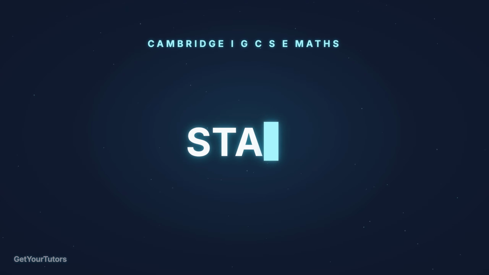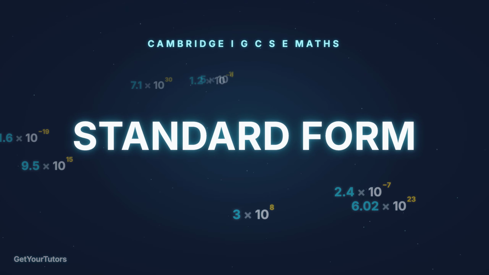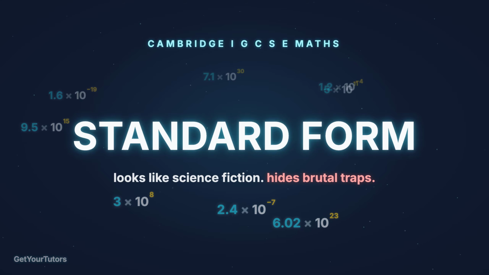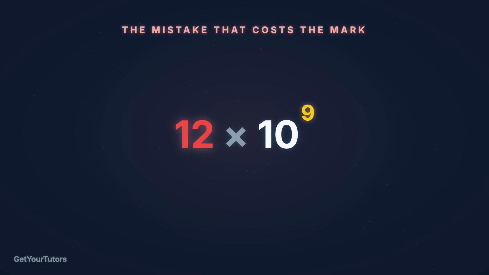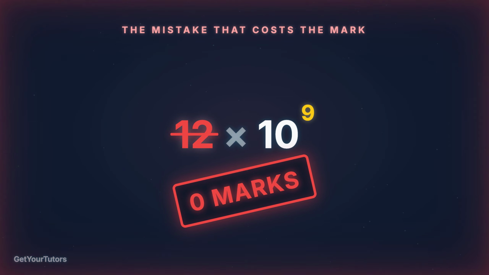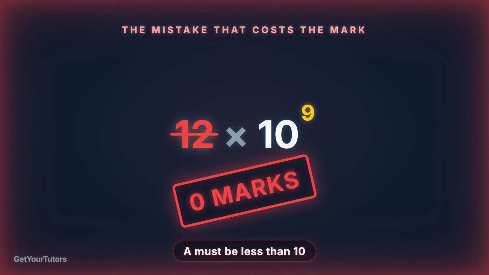Standard form looks like simple science fiction, but examiners use it to set brutal traps that easily destroy a perfect exam score. If you write 12 times 10 to the power of 9 as your final answer, you will instantly score 0 marks. Watch this.